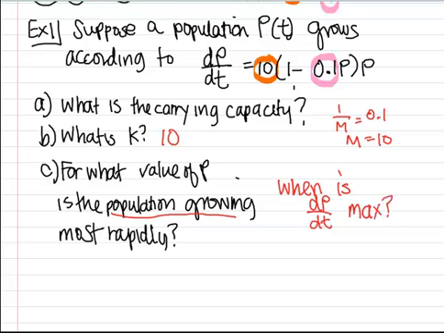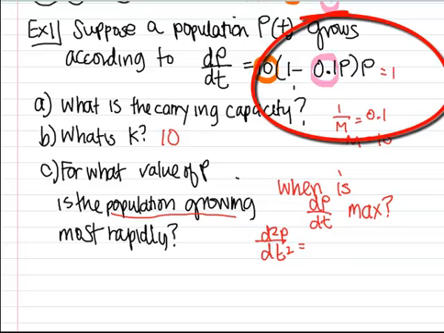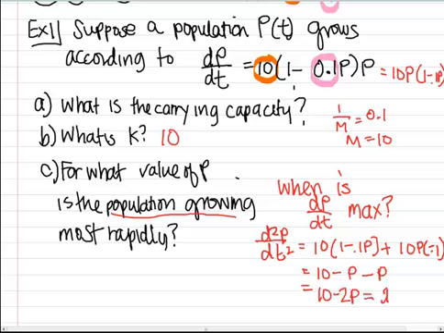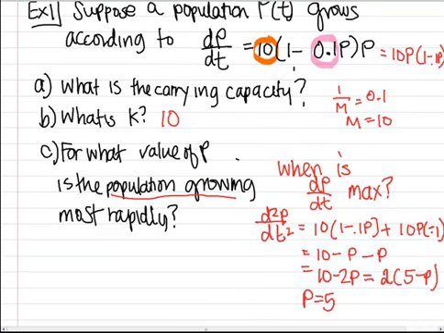So basically you want to find the second derivative. So that's going to be d squared P dt squared. And if we take the derivative of this, let's write this out as 10P times (1 minus 0.1P). We could do the product rule, so that'll be 10 times (1 minus 0.1P) plus 10P times negative 0.1. So we'll have 10 minus P minus P. So 10 minus 2P, we can factor out the 2, so 5 minus P, and P equals 5. Our critical number is 5.